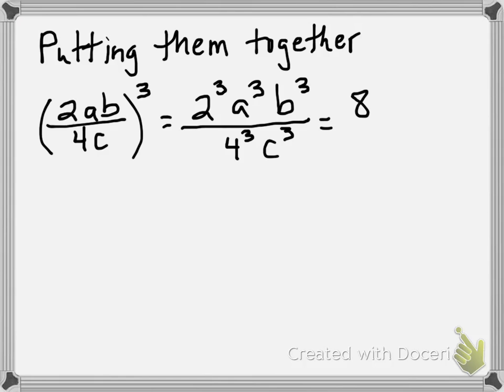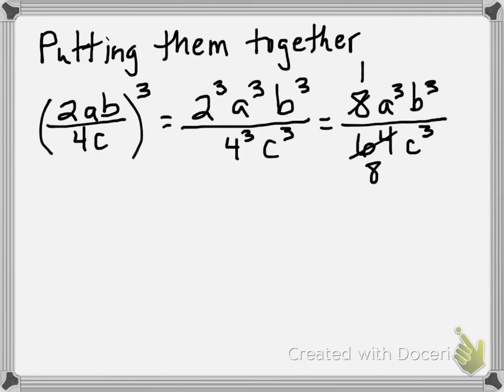Okay? 2 to the third power is 8. And then a to the third and b to the third are simplified. And then 4 to the third power is 64. And then c to the third power. Now I can look at this just like a fraction, and the 8 and the 64 will simplify. 8 goes into 64 8 times, and 8 goes into 8 once. Okay, so this becomes just a to the third, b to the third, over 8 times c to the third.